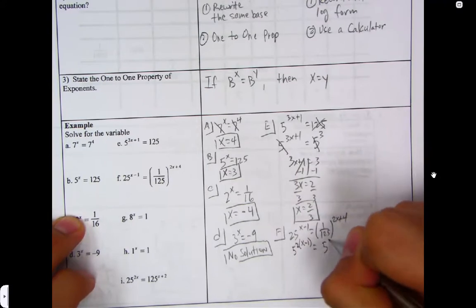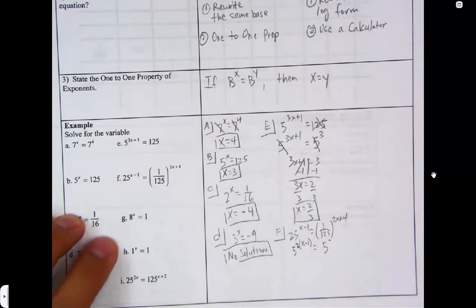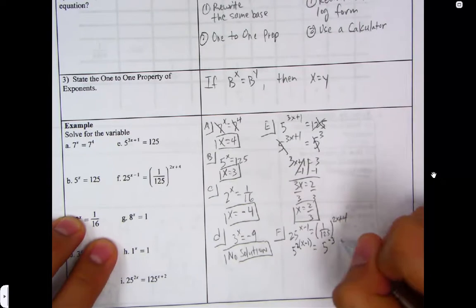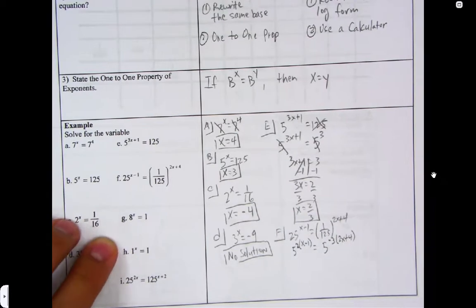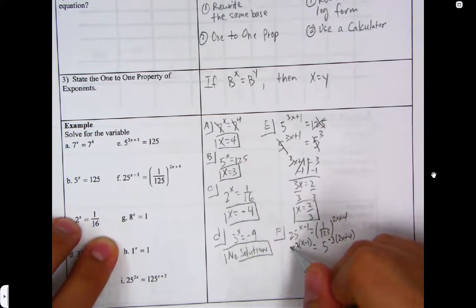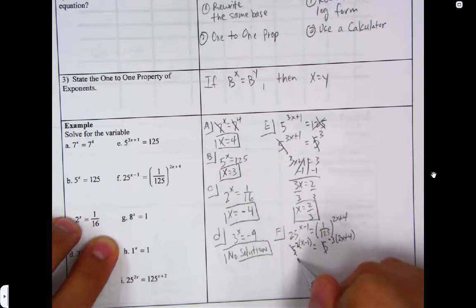5 to the negative because it's a fraction. 5 times 5 3 times will give you 125. Parentheses, bring down the exponent. Now I'm going to use my one-to-one property. So the 5's cross out. So this is going to be 2, it becomes algebra 1.